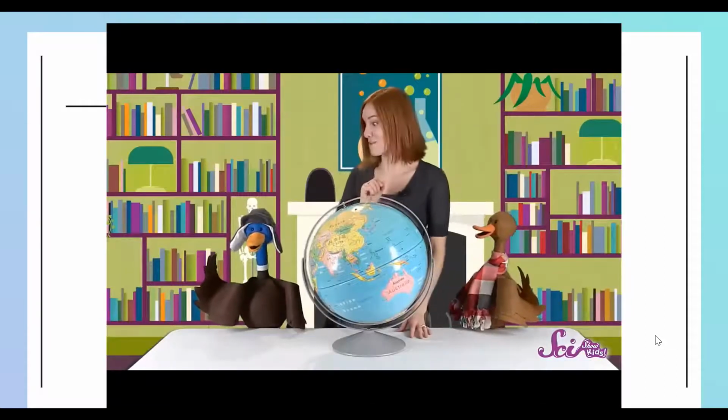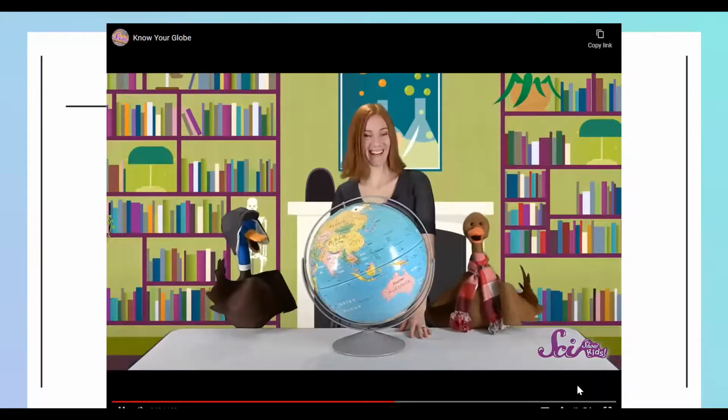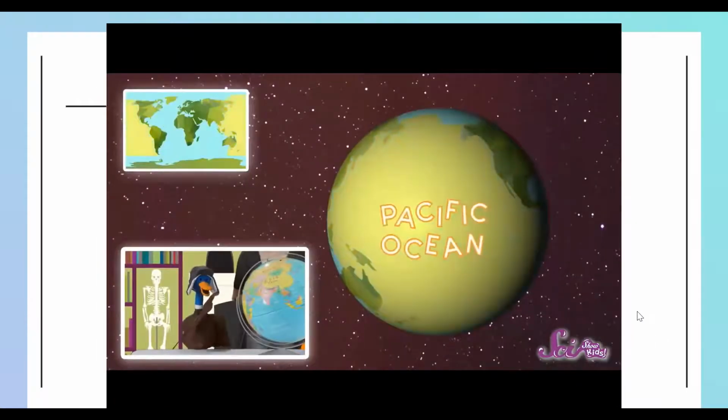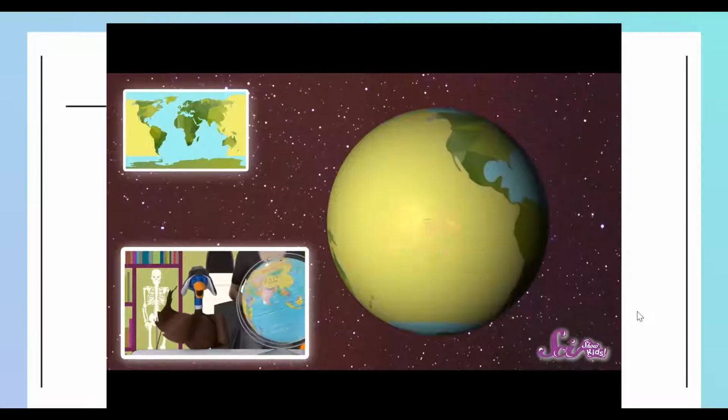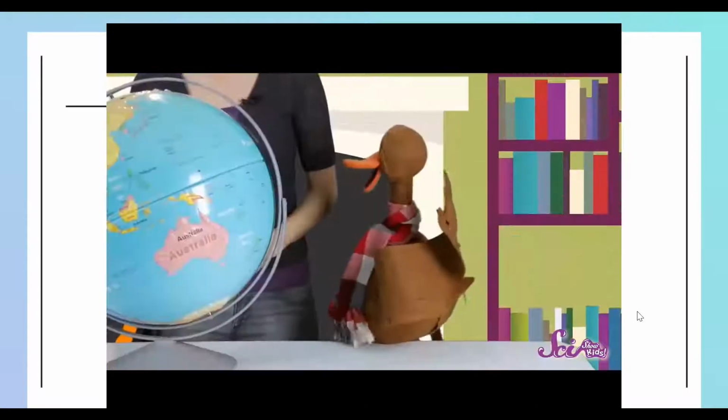Exactly. And can you name the 5 oceans? Of course we can. First, there's the Pacific Ocean, over there between Asia and the Americas. It's the largest ocean in the world. It covers almost 30% of the planet. It's so big, all 7 continents could fit over it with room to spare. Whoa! But that's not all.